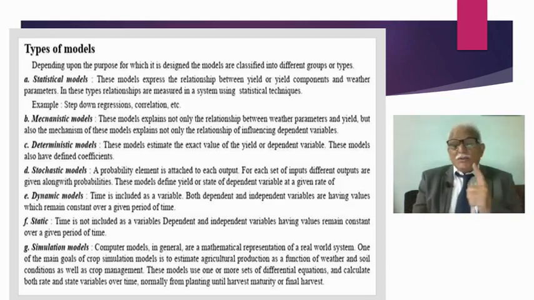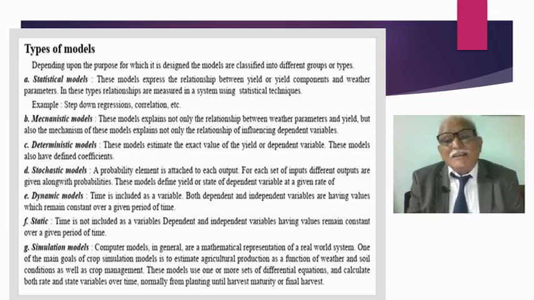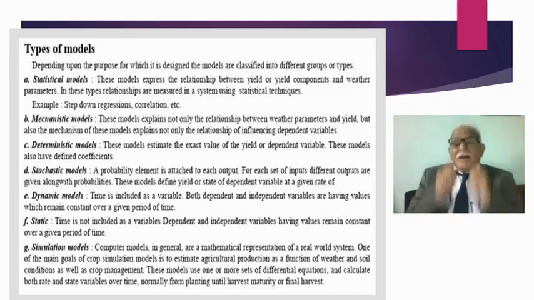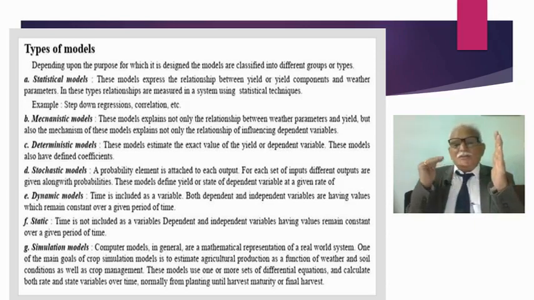Now next, what is a mechanistic model? When you give the real mechanism to the statistical model, we call it the mechanistic model. Of course, I am explaining to you: these models explain not only the relationship between weather parameters and yield, but also the mechanisms involved in this particular process. So, statistical models, if you give the mechanism, then we call it a mechanistic model.